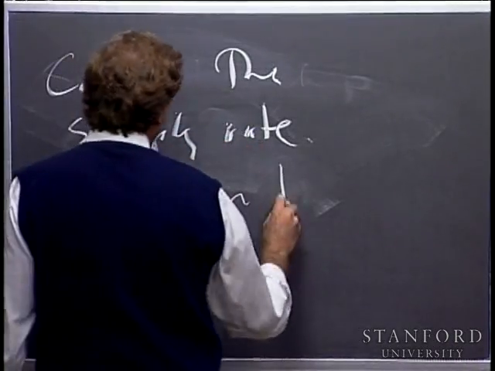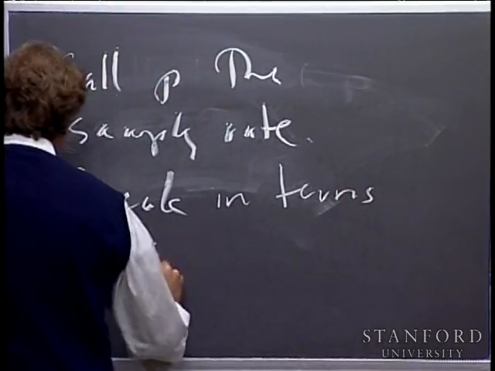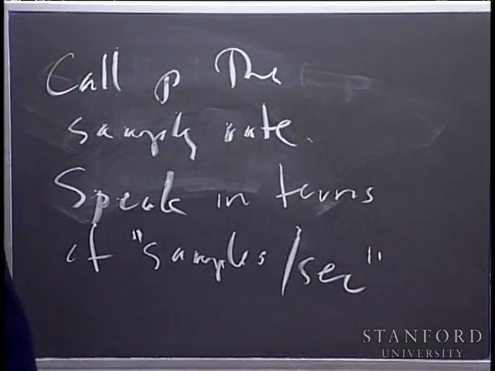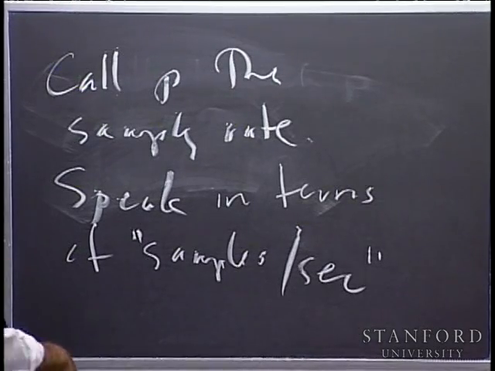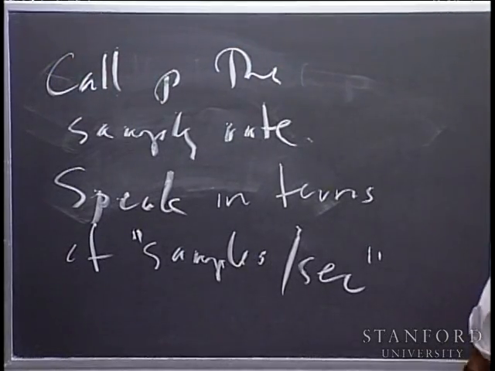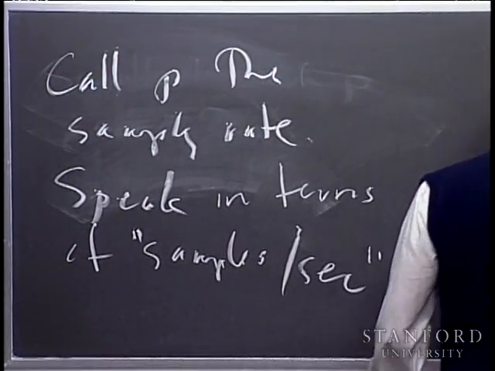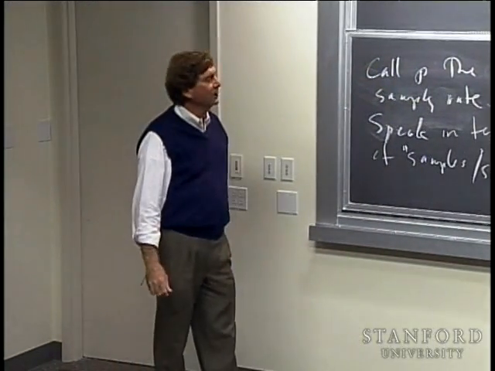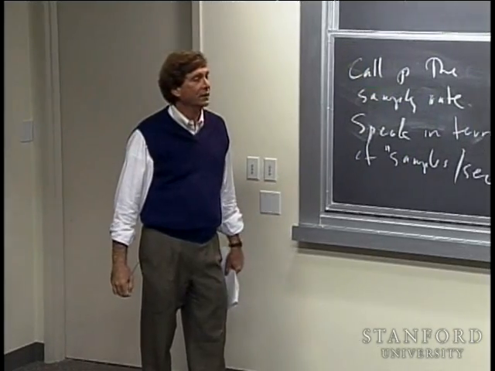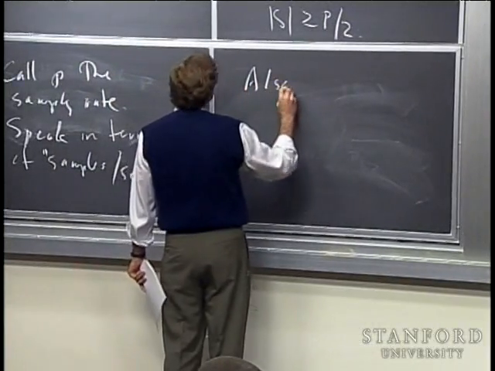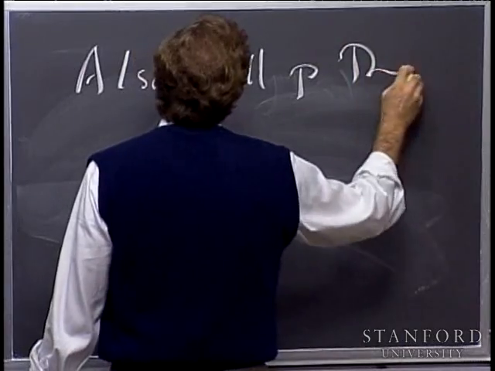So you speak in terms of samples per second. All right? And again, if it's however many samples per second, that means the samples are spaced 1 over p, or whatever the rate is, apart. And you also refer to the sampling rate for which the theorem is true as the Nyquist rate. It's named after Harry Nyquist, god of sampling, who was one of the first to write this formula down in the context of telegraph signaling, I think, actually. So you also call p the Nyquist rate.